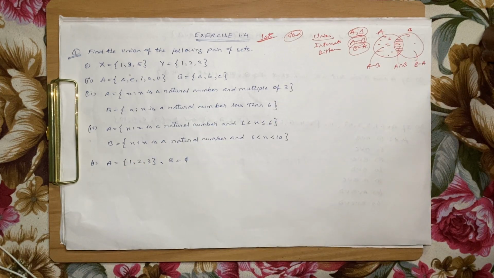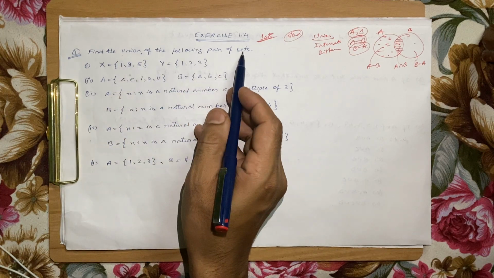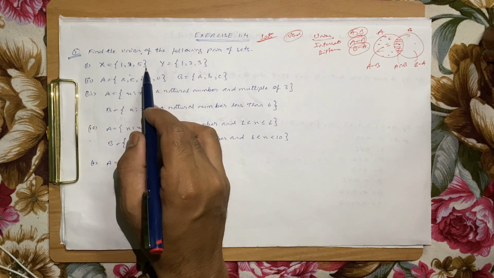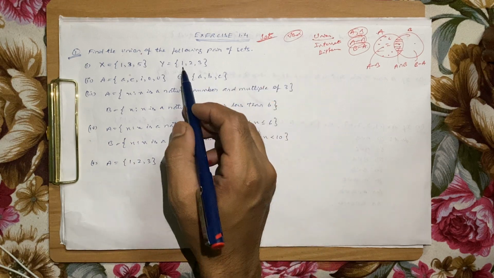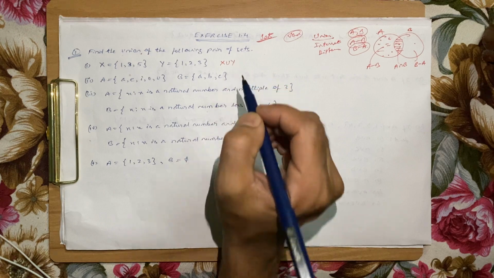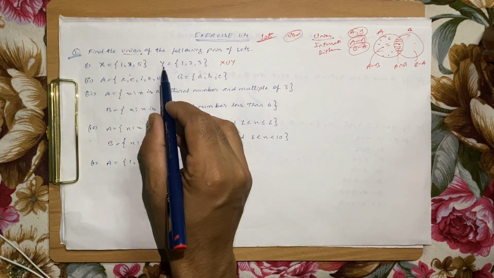Now let's come to the first question here. We need to find the union of the following pair of sets. The first set is X, given in roster form: 1, 3, 5, and the second set is Y, with elements 1, 2, 3. So X union Y, I need to get this because it says find the union.